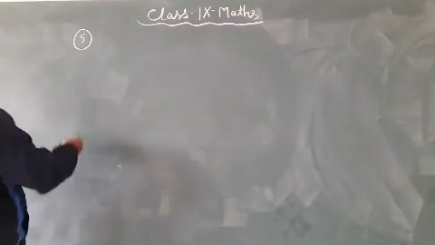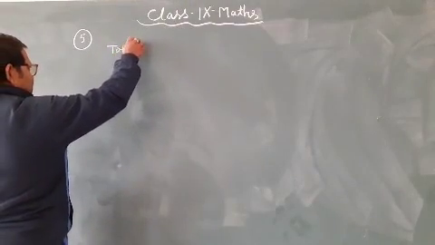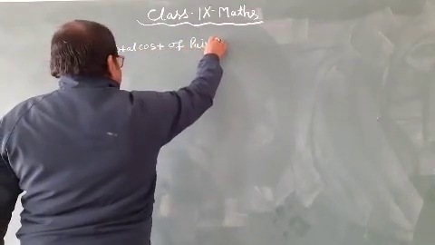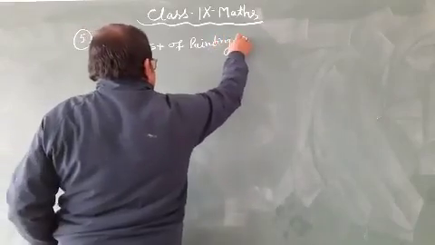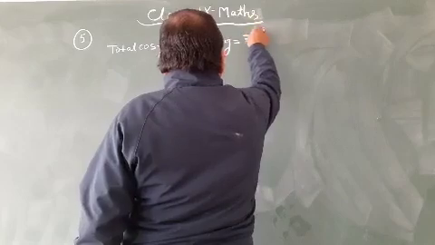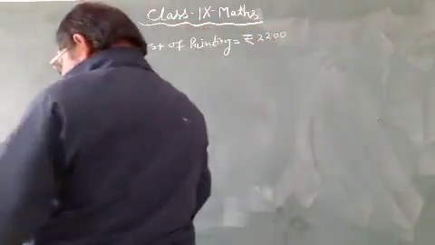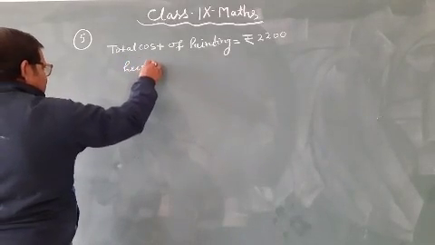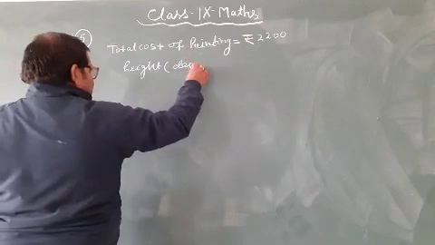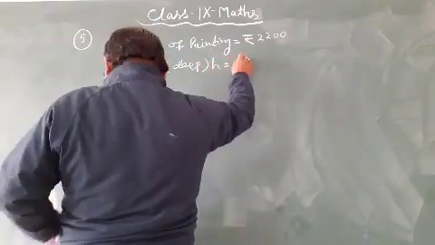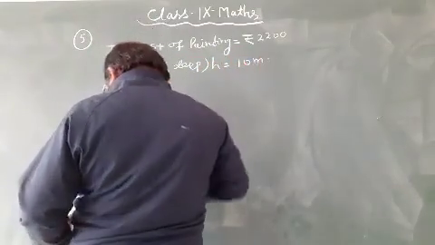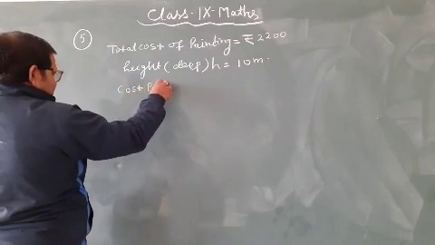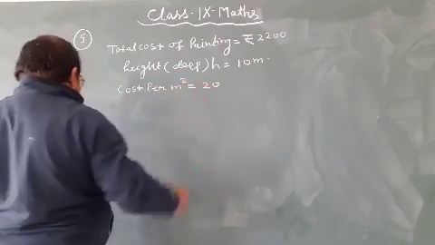So, total cost of painting is equal to rupees 2200, and the height h is equal to 10 meter. Cost per square meter is equal to 20.